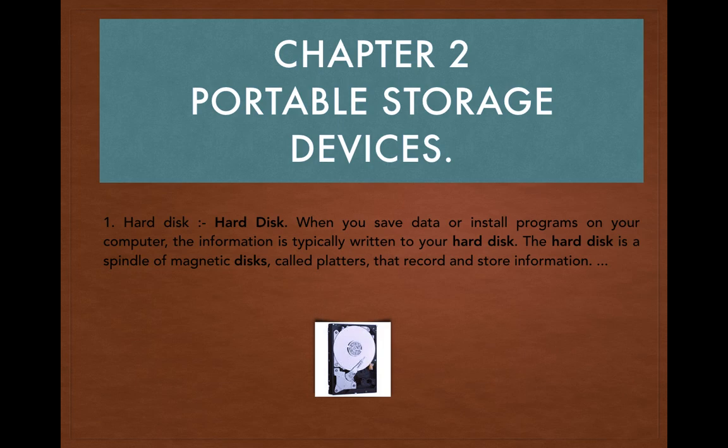Magnetic disk, it is called platter. You can store the data on both the sides. You can store up to 2 terabyte to 5 terabyte of data in the hard disk. It is made up of multiple disks called platters. Whatever data you save, whatever programs you install, they all are stored in the hard disk.